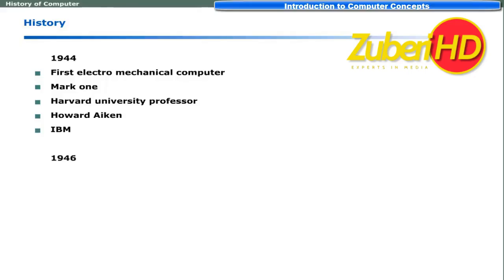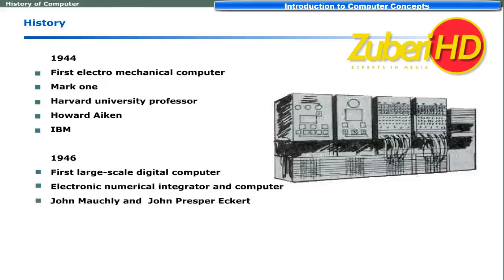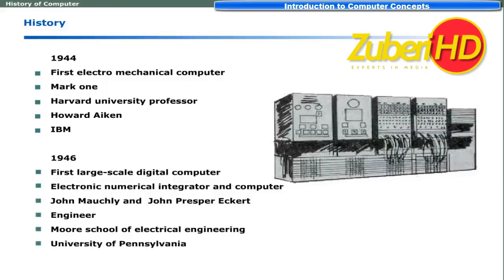In 1946, the first large-scale digital computer, the Electronic Numerical Integrator and Computer, was developed. This was developed by John Mauchly and John Presper Eckert, an engineer at the Moore School of Electrical Engineering in the University of Pennsylvania. ENIAC was used to prepare firing and bombing tables for the U.S. Army and Navy. It was also used in secret research that was aimed at building powerful and destructive bombs.